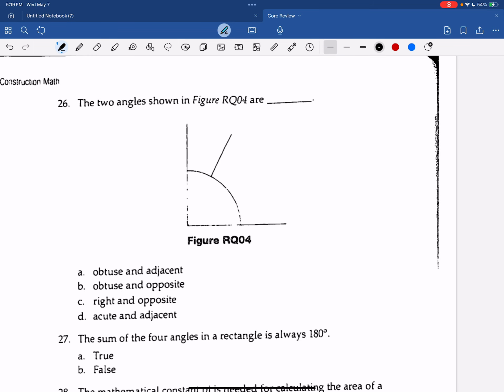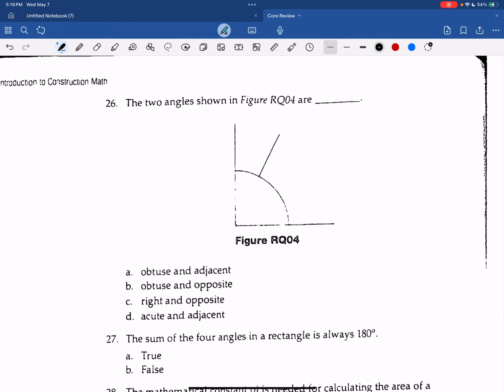Number 26. The two angles shown in figure RQ04 are blank. So let's take a look here. When I scanned this, it lost some of its crispness, so your book will have a much better picture here.